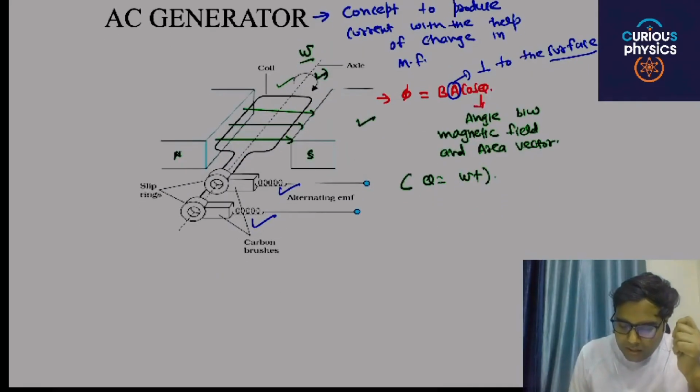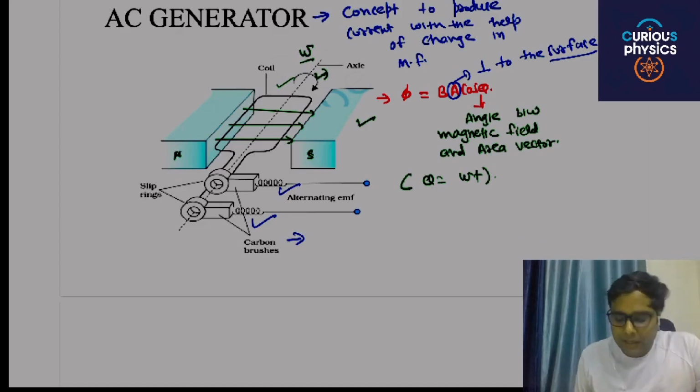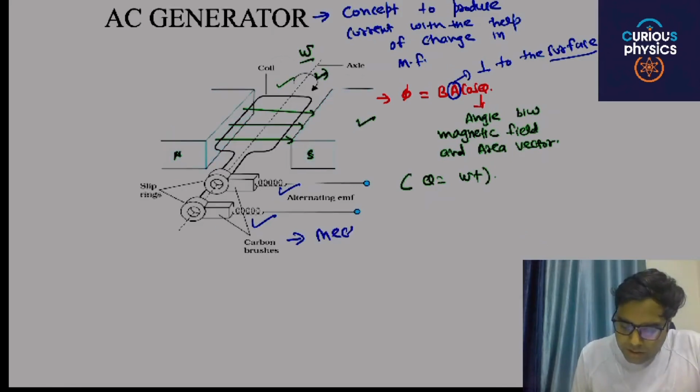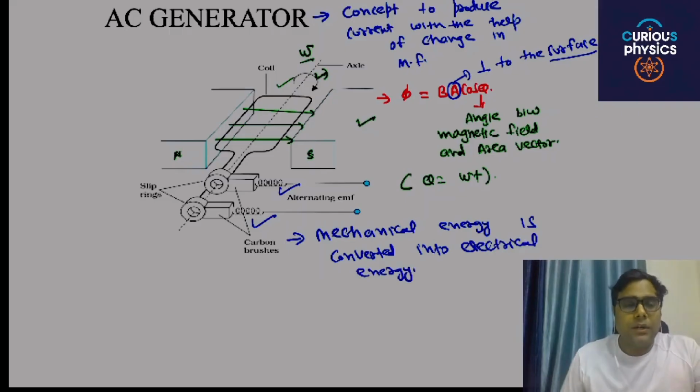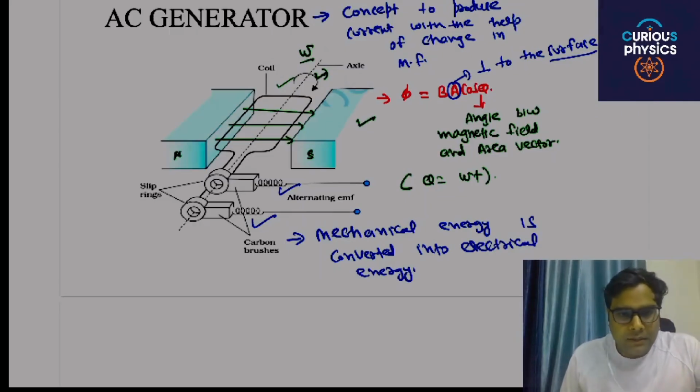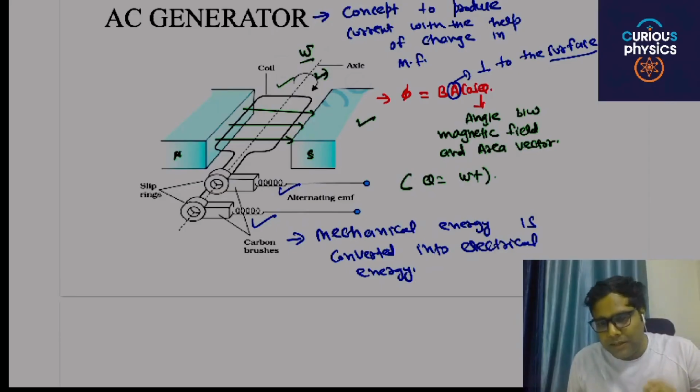This means that here the mechanical energy, the rotation, in the AC generator is converted into electrical energy. Are you able to understand my point or not? This is basically the AC generator and the concept of the AC generator.